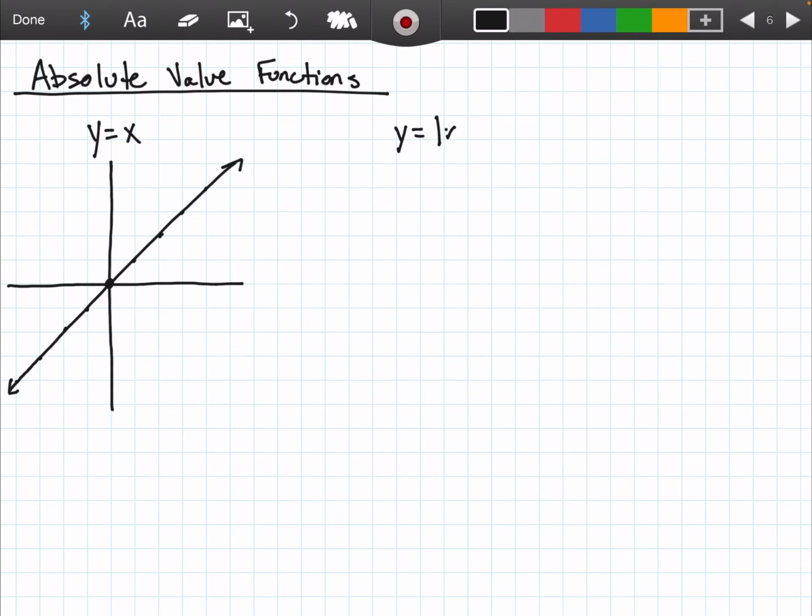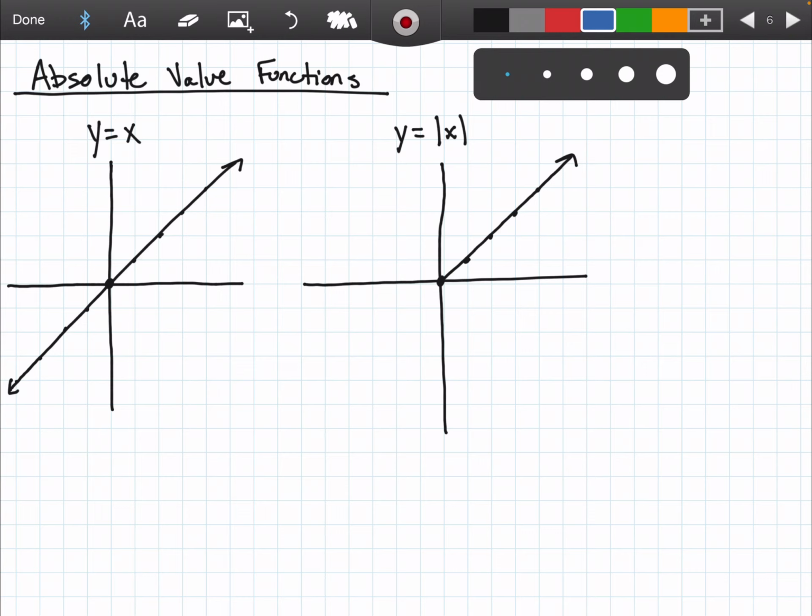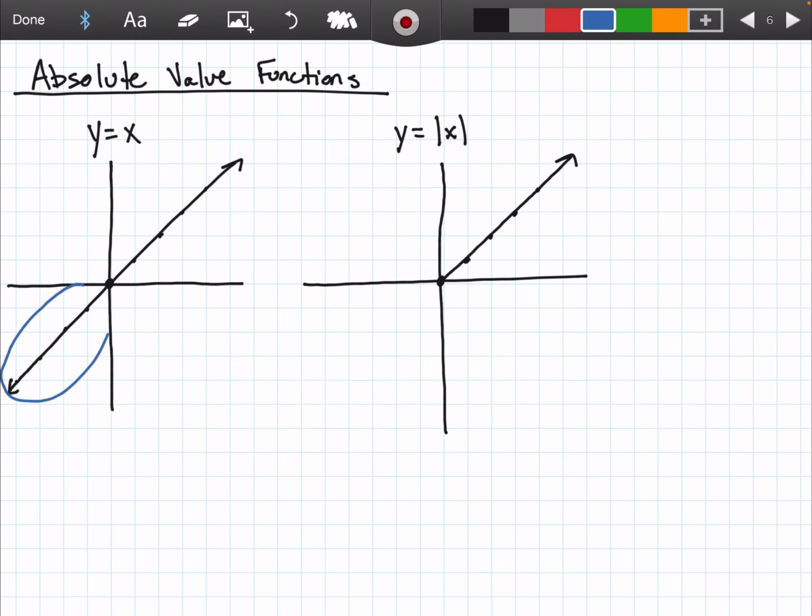Let's talk about what happens with y equals absolute value of x. Well, absolute value equations just take everything and make it positive. And so if I look at the normal graph of just y equals x, we still have this going on. But on the left side, I have all these negative values. So what it's going to do is take it and make it all positive.